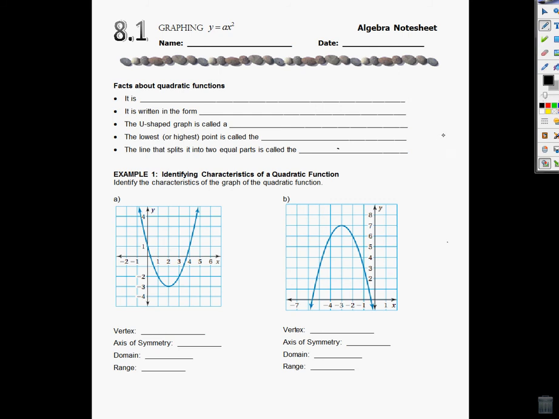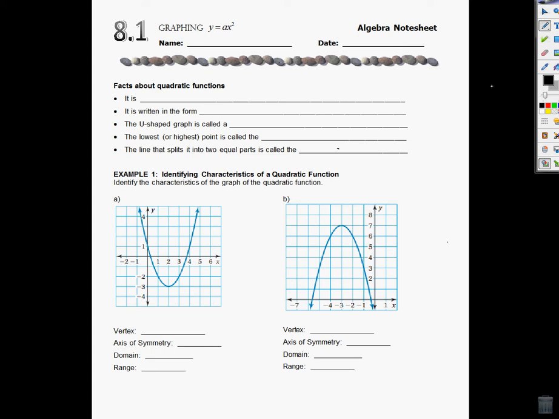Hey, everybody! We are officially in Chapter 8. We're going to be looking at how to graph quadratics. And quadratics are just forms of polynomials, so basically graphing some of the easier polynomial functions.